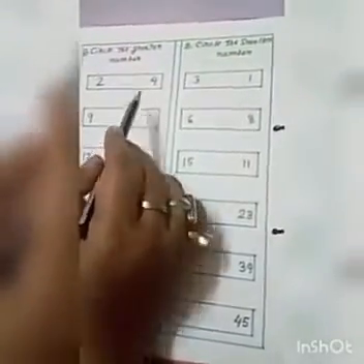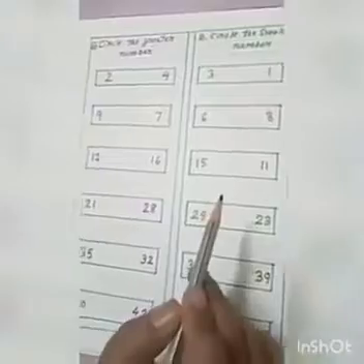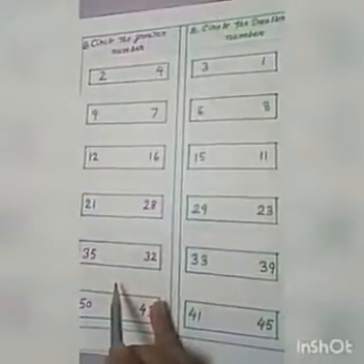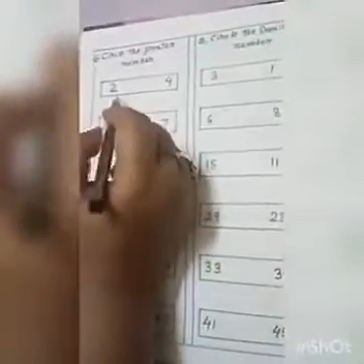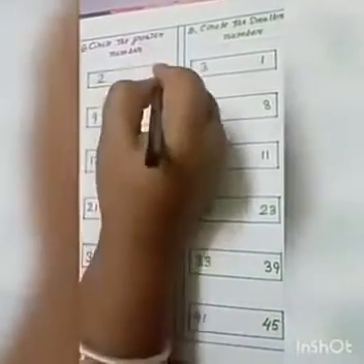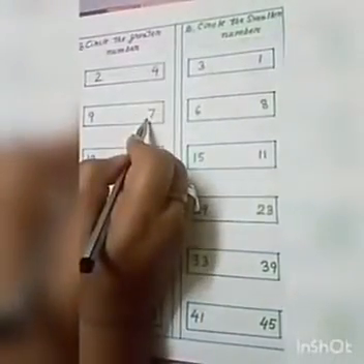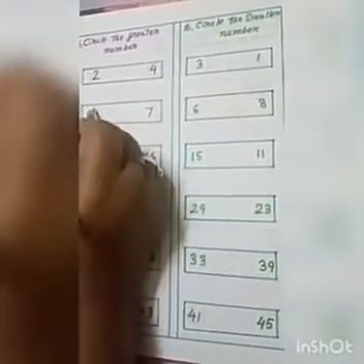So kids, in this sheet you no need to count. You just need to identify and circle the greater number and smaller number. First here you have to circle the greater number and this side you have to circle the smaller number. So here 2 and 4. Now you tell me which one is greater? Yes, 4 is greater. 9 and 7. So which one is greater number? Yes, 9.